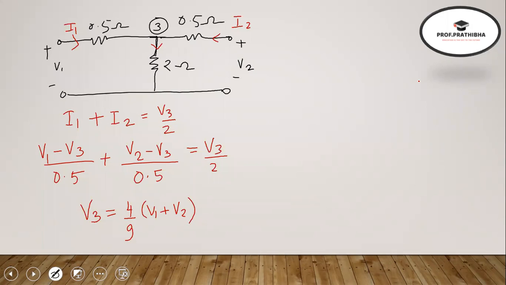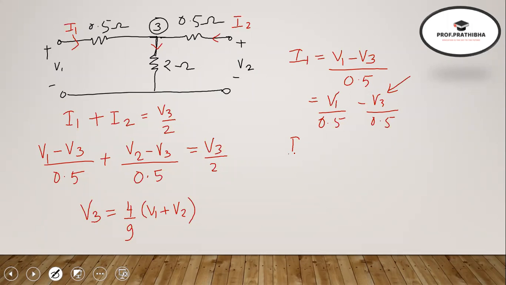So what was your I1 equal to? Your I1 is nothing but V1 minus V3 upon 0.5. So you have to substitute this: V1 upon 0.5 minus V3 upon 0.5. So you have to take V3 and substitute it here. Similarly, I2 is equal to V2 upon 0.5 minus V3 upon 0.5. So you have to substitute V3 here. Can you do that? And tell me what you're getting for I1 and I2.